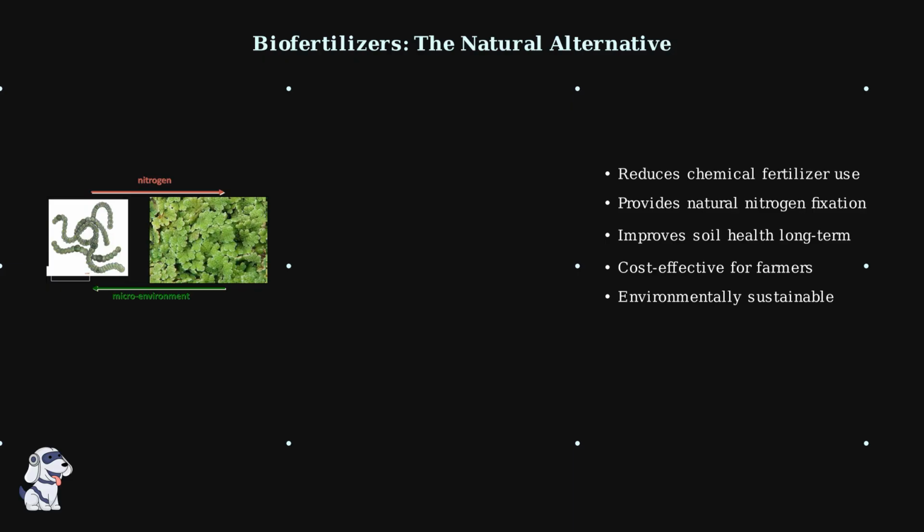Instead of relying on chemical fertilizers that can harm the environment, farmers are increasingly turning to these natural nitrogen-fixing organisms. The nitrogen fixation process converts atmospheric nitrogen into ammonia, which plants can readily use. This biological process eliminates the need for energy-intensive chemical fertilizer production.